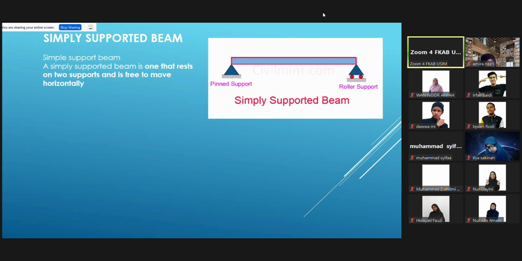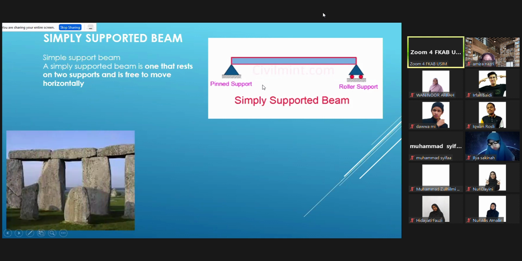So a simply supported beam is basically one that rests on two supports and is free to move horizontally. I mean, free to move, it's not fixed, like in a real structure, because there's some expansion. So they move. So basically only two supports. Okay. This is some of the traditional structure that we found in the UK, Stonehenge, how they fix the column and beam by just a solid material of rock. That gives a concept of column and beam structure.